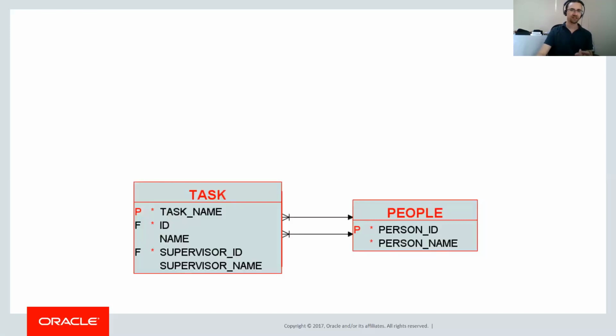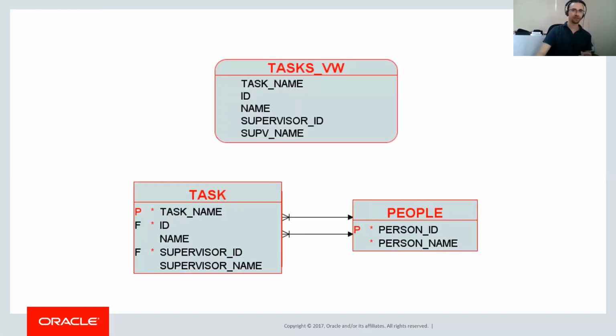Well, one approach you can take is to create a view over the top of them. So we create our tasks view, which recreates the original tasks table. It joins those 2 tables together, but takes in the names from the person or the people table instead.